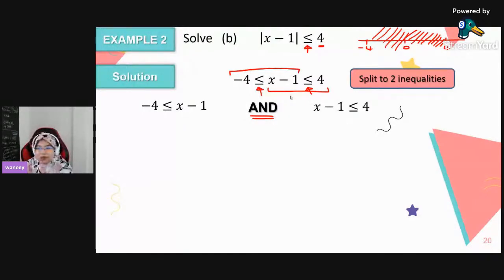Okay, so now I'll give you 2 minutes. Try to find out what is your final answer. 2 minutes. 2 minit lah saya bagi. Asyik dengar saya kira je kan. Cuba kira pula. 2 minit.